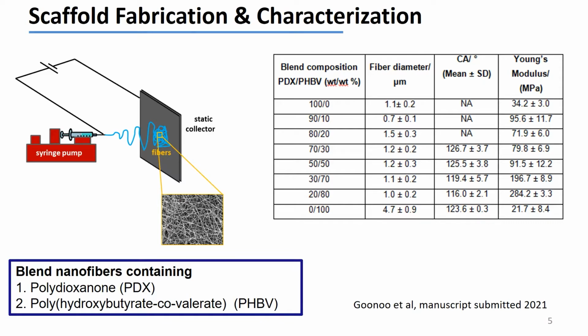As noted from the table, the contact angle of the first 3 scaffolds could not be measured. This indicates that in these scaffolds, PDX was located at the surface of the fibers, while in the remaining compositions, PDX was located within the fibers.